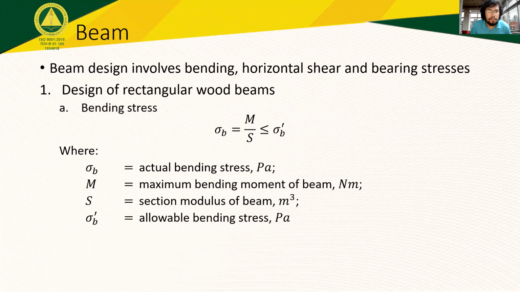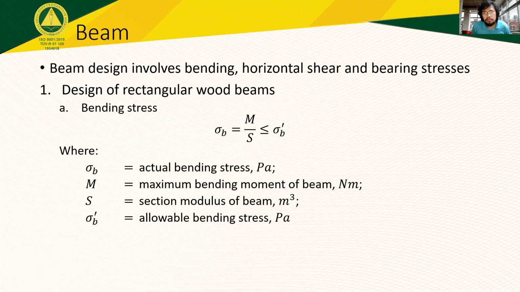Now, the bending stress of a rectangular wood beam would be shown. It's sigma B equals M over S. And we have an allowable bending stress that is specific to the material. Now, M is the bending moment, which is computed or determined using the shear and moment diagrams that were also already discussed in the mechanics of materials course prior to this subject.